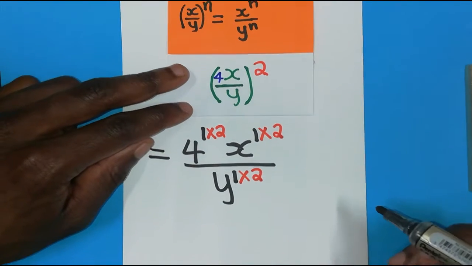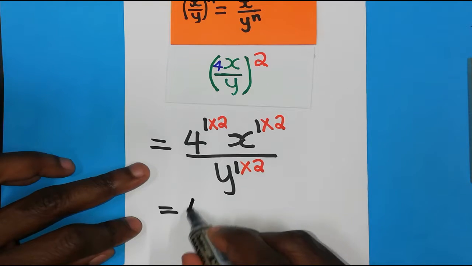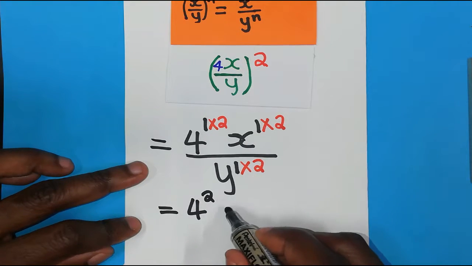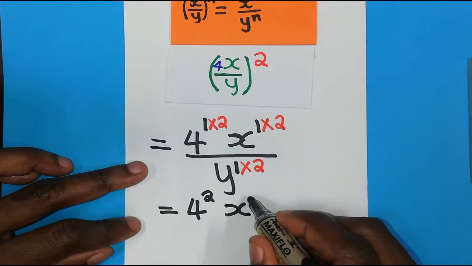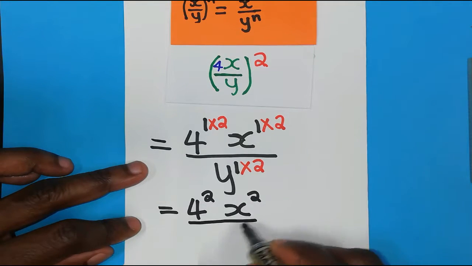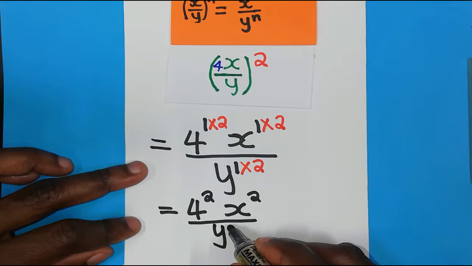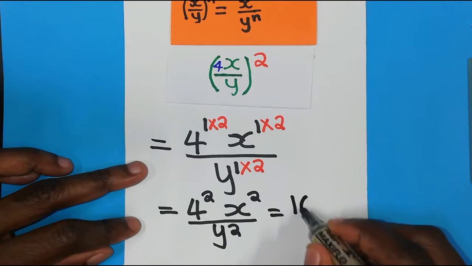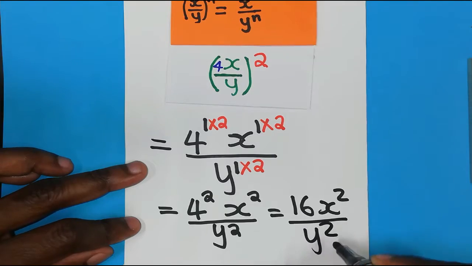Great. And the final answer will be 4 to the power of 1 multiplied by 2, which is 2. And then you'll have x here, 1 multiplied by 2, which is 2. Then you'll have y here, 1 multiplied by 2, which is 2. Then this one will give you 16 x squared over y squared.